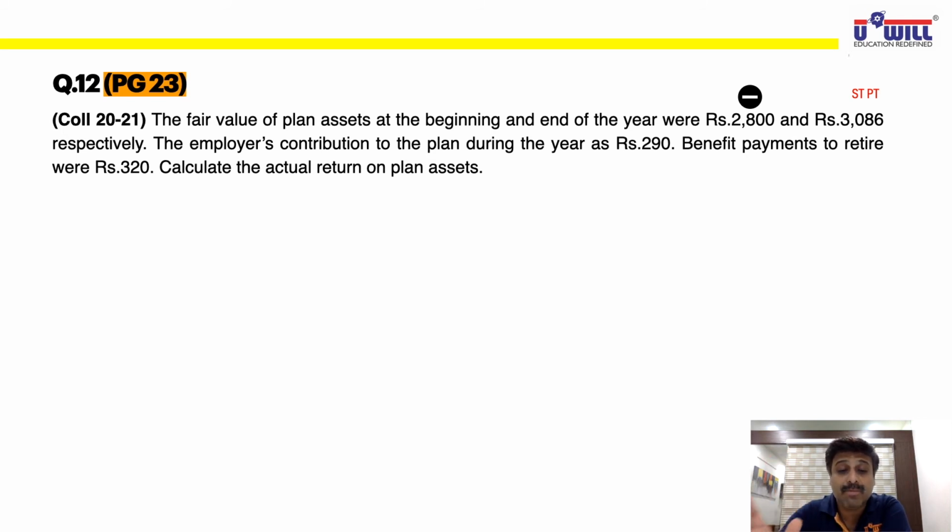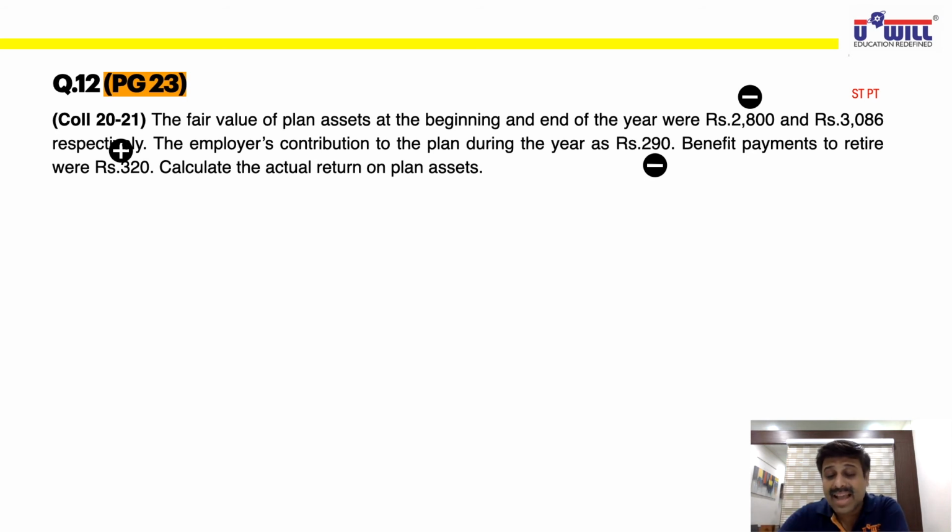be our starting point. The employer's contribution to the plan during the year is 290, means 290 rupees further you have invested during the year, we will minus. Contribution received by the plan or investment in this year is 290 rupees, we will minus. Benefit payments to retirees were 320, so we have received a return of 320 rupees in the form of interest and dividend from the plan, that we will plus.